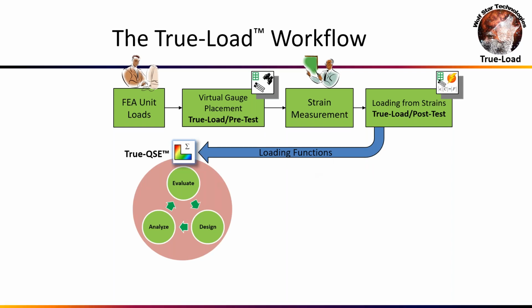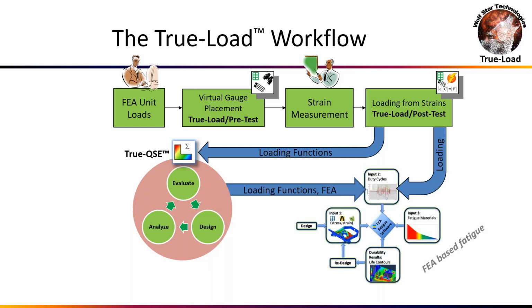You could bring them back into your FEA model using manual means if you'd like, but what I highly recommend is you use the true QSC models that get generated automatically, which manage each of the unit load cases and the corresponding loading functions. It allows you to quickly probe the model for any response you want anywhere in the model, or generate operating deflection shapes. And then once you've got this strain correlated loading information, you can always bring it into your fatigue-based software like FVSafe to drive your fatigue analysis.